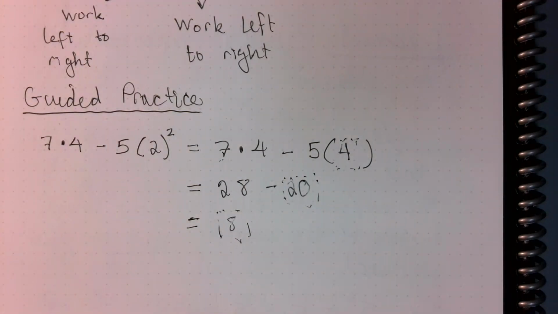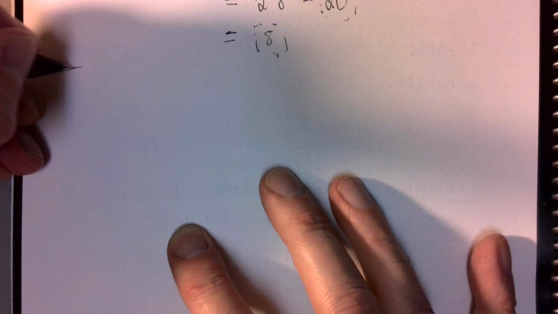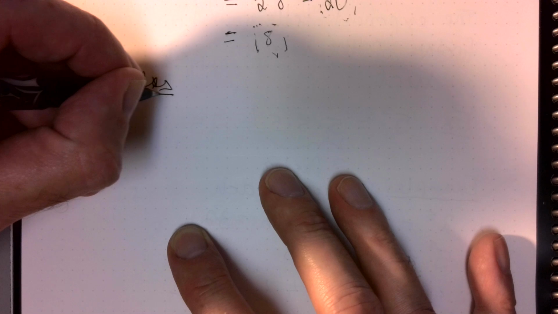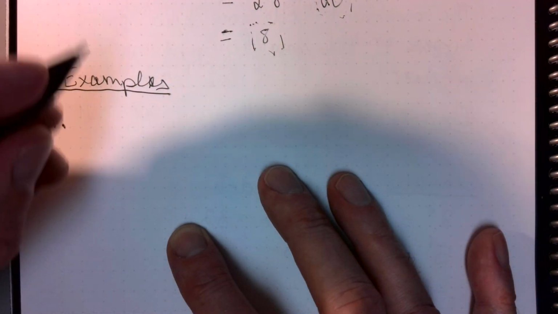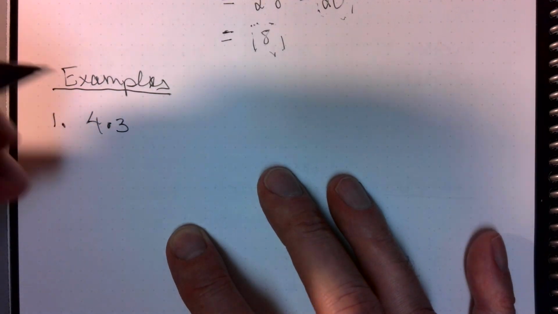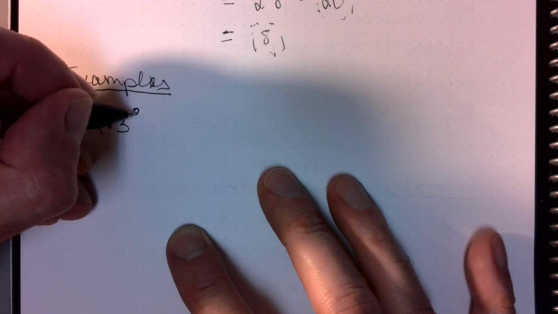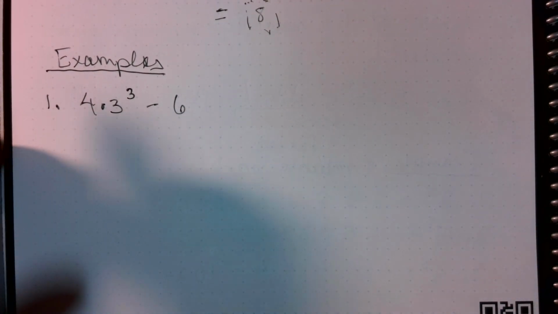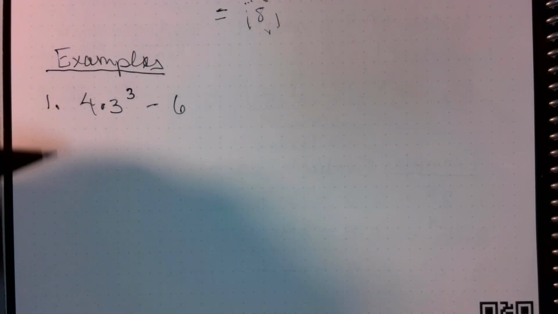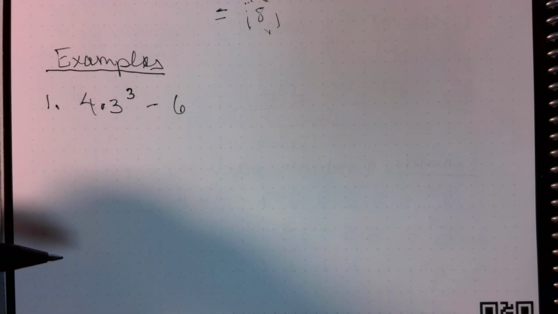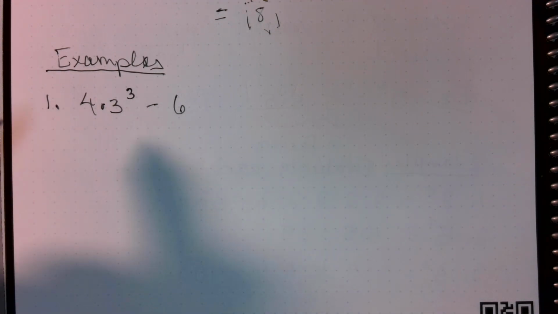Let me go and do something like this right here. Four times 3 to the power 3 minus 6. Now, another reason that I'm working these examples out here is I want to show you what I am expecting when I say I want to see work. These are the kind of steps I'm looking to see.